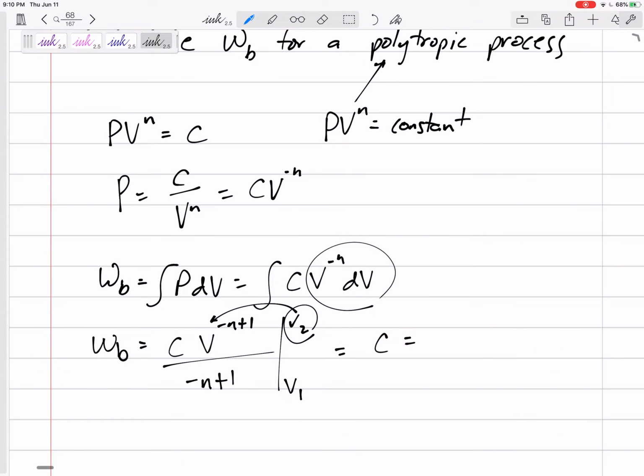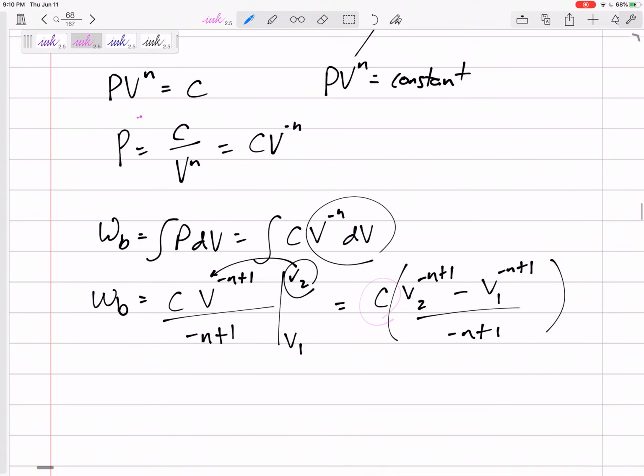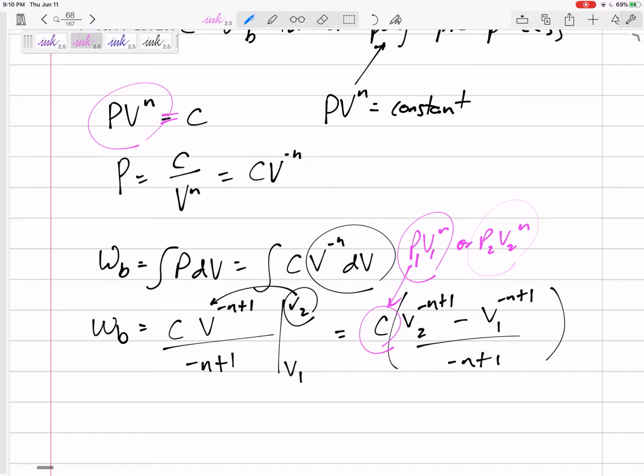So this is equal to, let's say, the constant is out front still. I'm going to plug in V2 to the negative N plus 1 minus V1 to the negative N plus 1, divided by negative N plus 1 right there. All right. Now, what is this constant? This constant is PV to the N, right? Is this P1 V1 to the N or P2 V2 to the N? Well, either of them, because it stays constant. So I could use either of these right here.